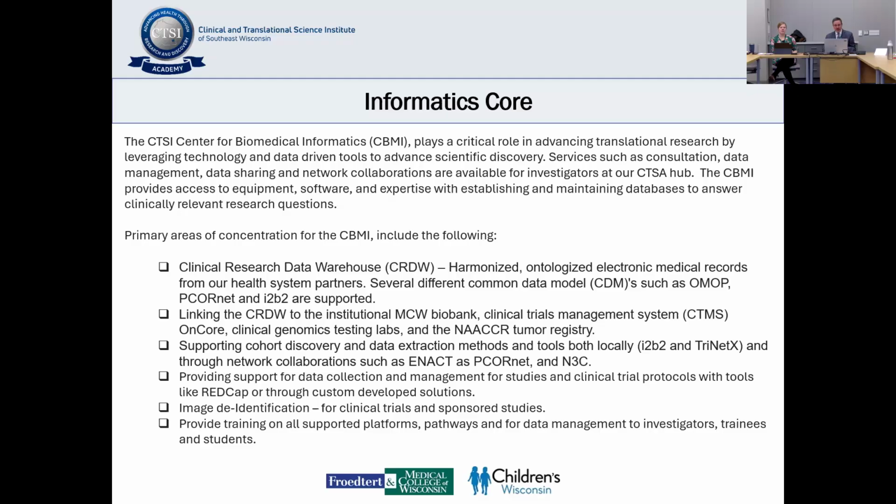We link that CRDW to a number of different sources of truth, like the EHR within our adult and pediatric systems, as well as the biospecimen bank and the clinical trials management system, Encore. We have connectivity to external clinical genomics testing labs and the tumor registry, just to name a couple. There's a variety of different things that we connect as well.